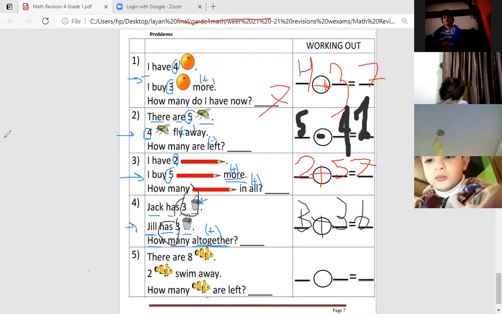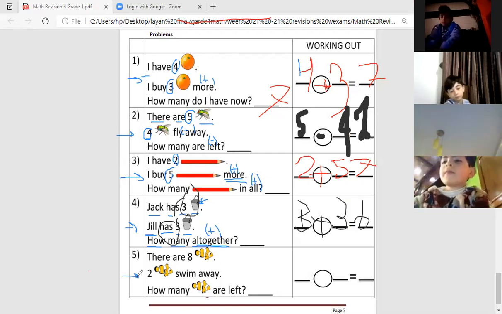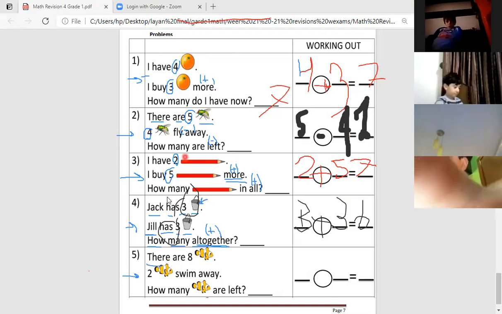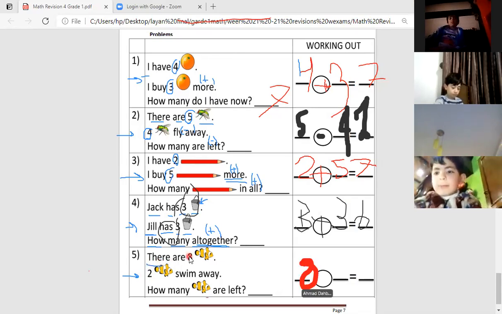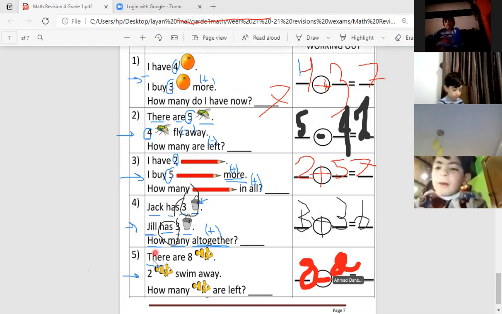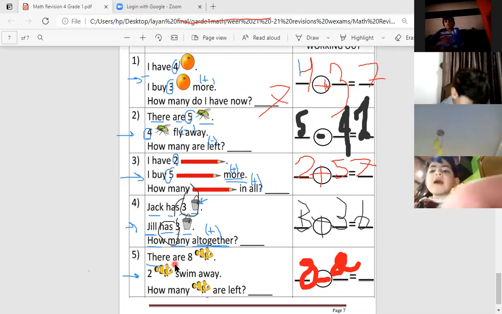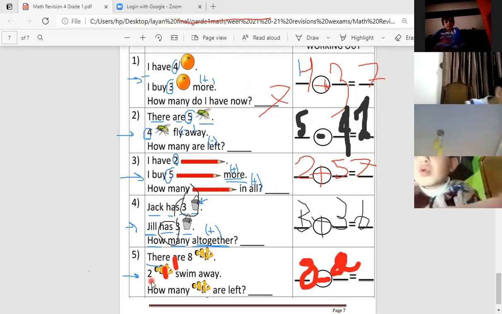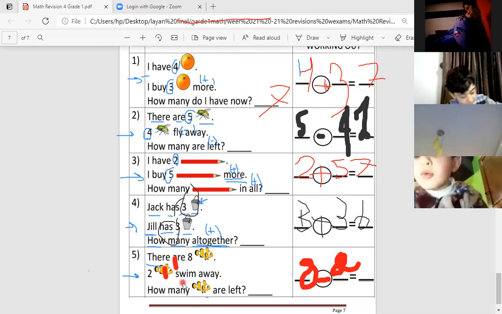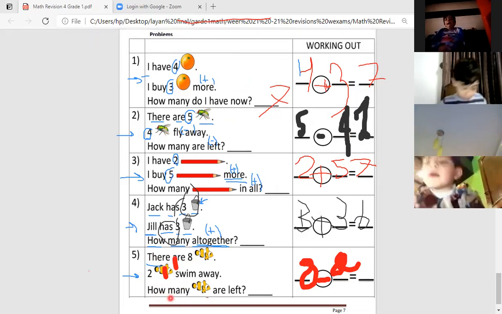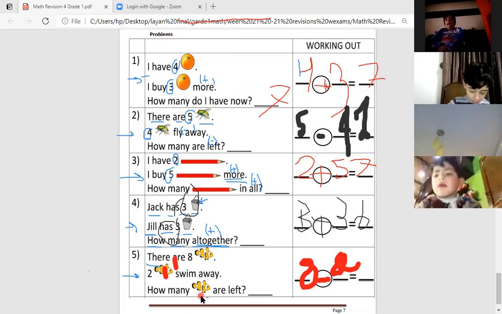Yalla Ahmed, can you read the last problem? Okay, before you write, can you read it? Ahmed, before we write, let's read. There are 8 fish. 2 fish swim away. How many fish are left?